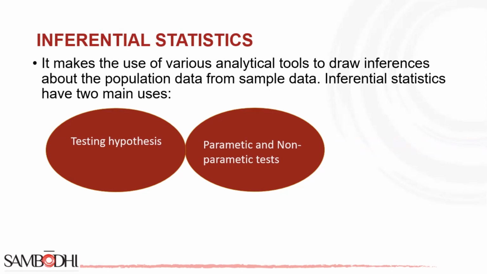We have also understood some sampling techniques in our PPTs previously. Those sampling techniques are important methods, which are called simple random sampling, stratified sampling, cluster sampling, and systematic sampling techniques. Inferential statistics has two main uses: testing hypotheses, and parametric and non-parametric tests.